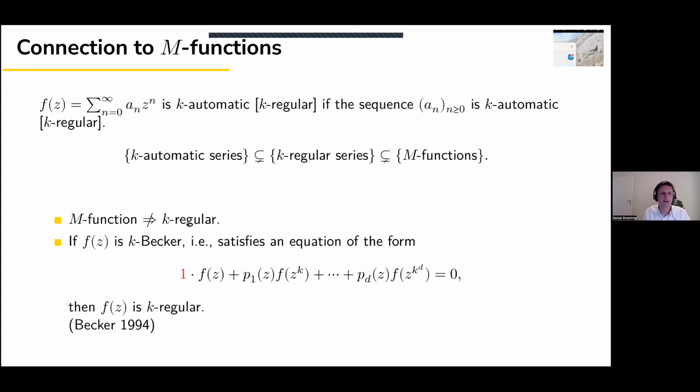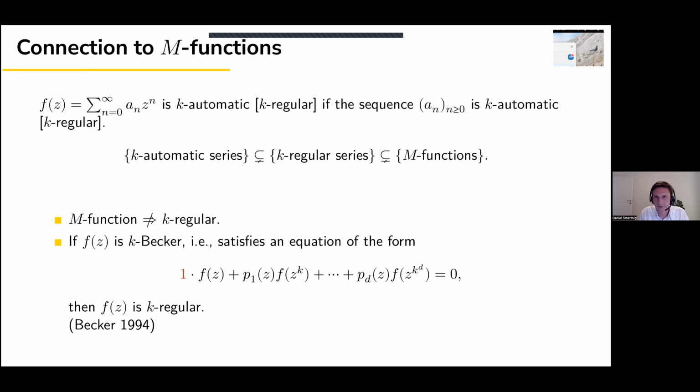So just to recall again, m functions need not be k-regular, but the converse is true. This was proved by Becker in '94. And he also proved a sort of partial converse. If in fact your m function is k-Becker, so that means again that this p0 can be taken to be the constant 1, then actually the power series is k-regular. So somehow we have within this class of m functions the classes of k-automatic and k-regular series, but it is a priori not completely clear how these classes fit in here.